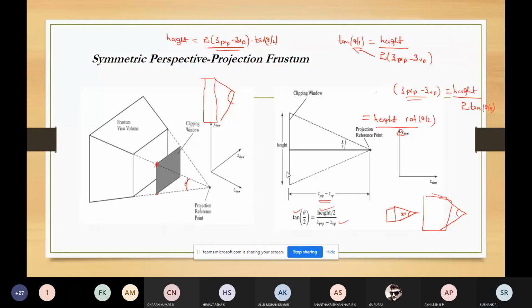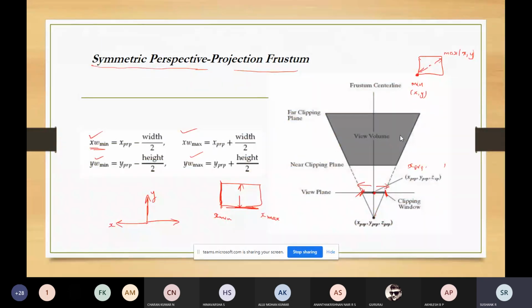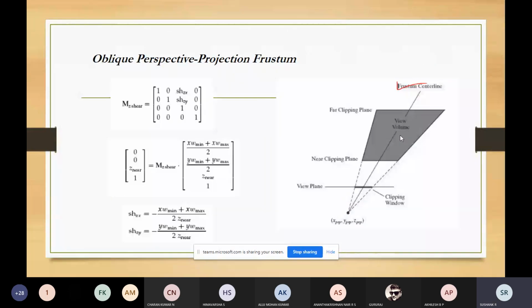So the next one is the oblique perspective projection frustum. What do you mean by this? This line is there, the frustum center line, and it is not perpendicular to this view volume. When this line is perpendicular to the view volume, we get the symmetric perspective projection. When this frustum center line is not perpendicular to the view volume, we get the oblique frustum.